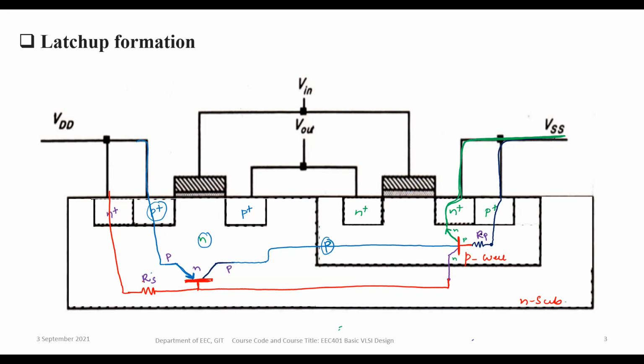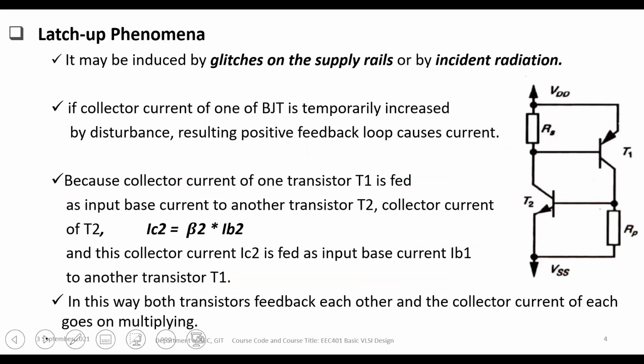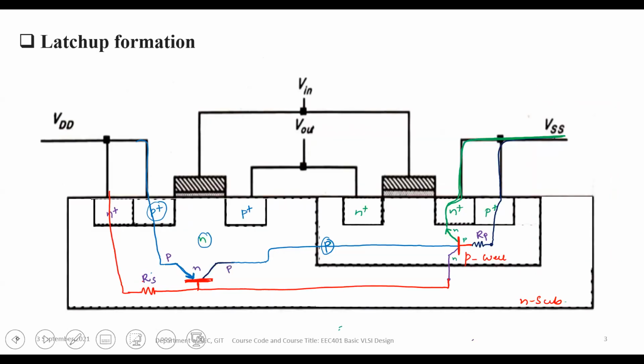Okay, so let us take the circuitry. Let us see a more detailed discussion here. I think I'd better draw it here itself. So let us consider the circuit. We have a transistor here, a PNP transistor. The base is connected through the resistor to VDD. This is called RS.